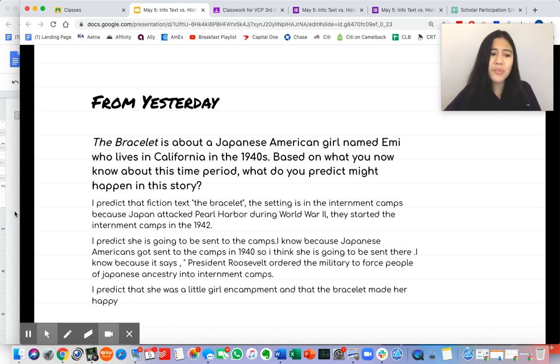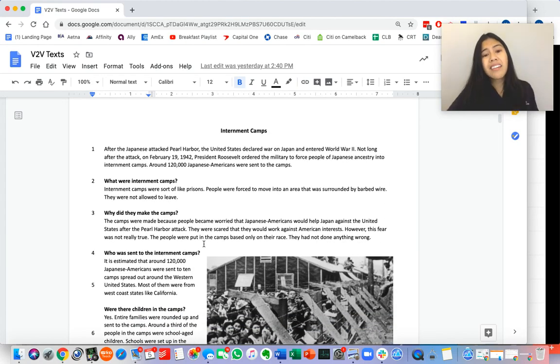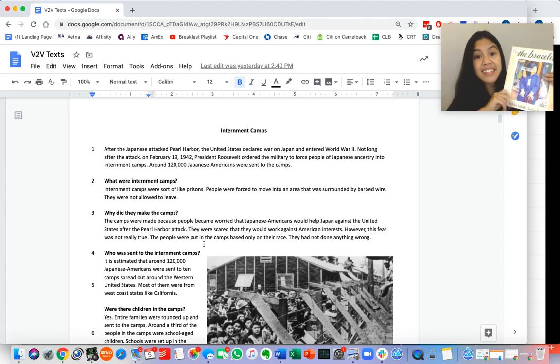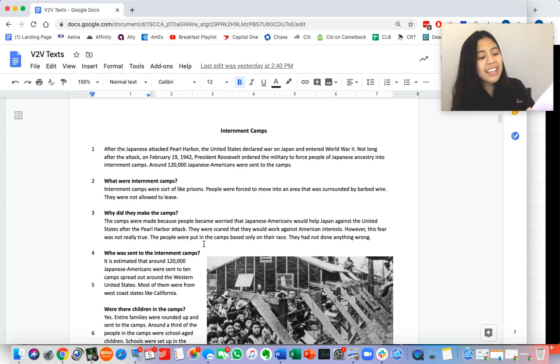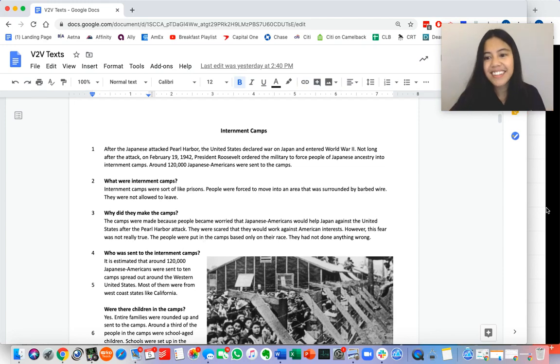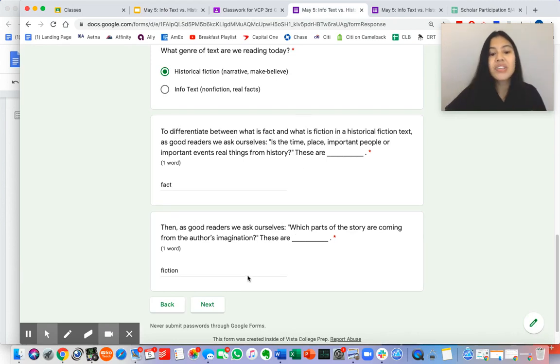Remember, just like we did yesterday when we were reading about Japanese American internment camps, there were some things that were pretty tough to read, and I know I had some feelings while I was reading and needed to process them. So as we're reading The Bracelet today, which is a historical fiction text, make sure that you have your journal handy to draw any notes or feelings that you might have or complete sentences. When you're done making sure that you have all the correct answers to the questions, go ahead and click Next.